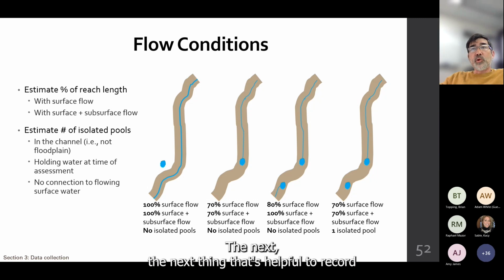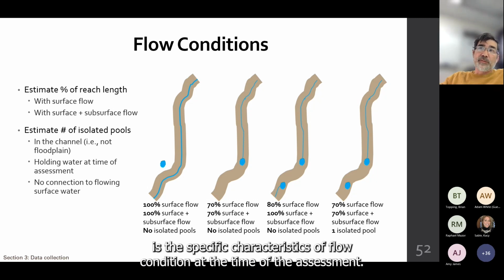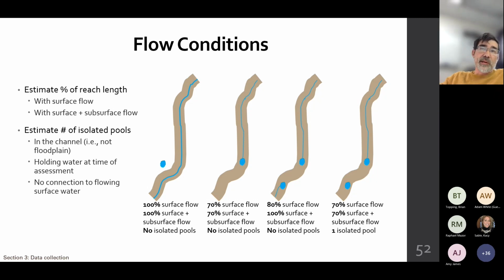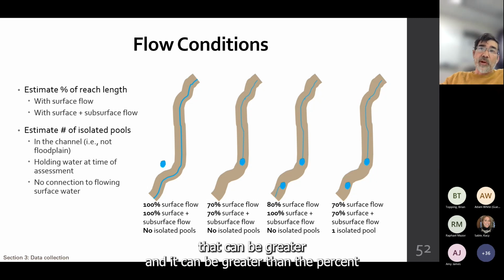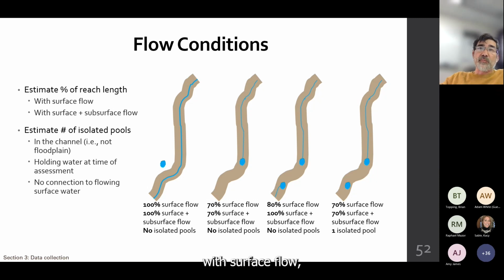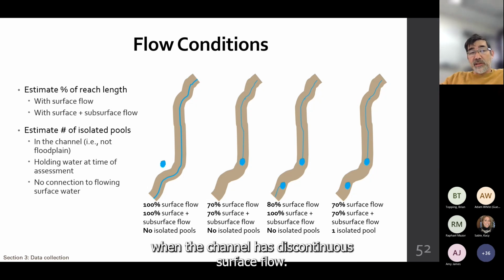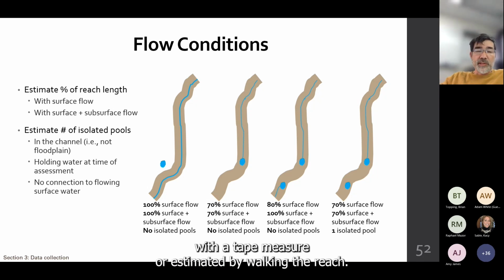The next thing that's helpful to record is the specific characteristics of flow condition at the time of the assessment. Three characteristics include the percent of the reach length along the fallweg with surface flow, and the percent of the reach length with subsurface or surface flow, which can be greater than the percent with surface flow when the channel has discontinuous surface flow. These can be measured directly with a tape measure or estimated by walking the reach.